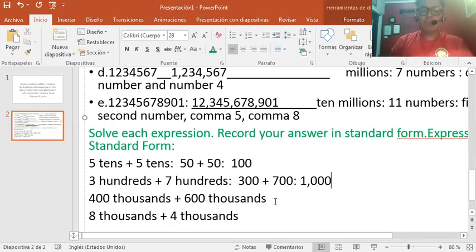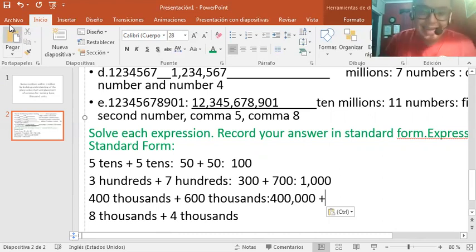So now let's go with the next one. Here, when we are talking about 400,000, okay? 400,000. Let's go. 400,000. Excellent, that's great. And then I got 600,000. 400,000 and 600,000. So we're talking about 600,000.